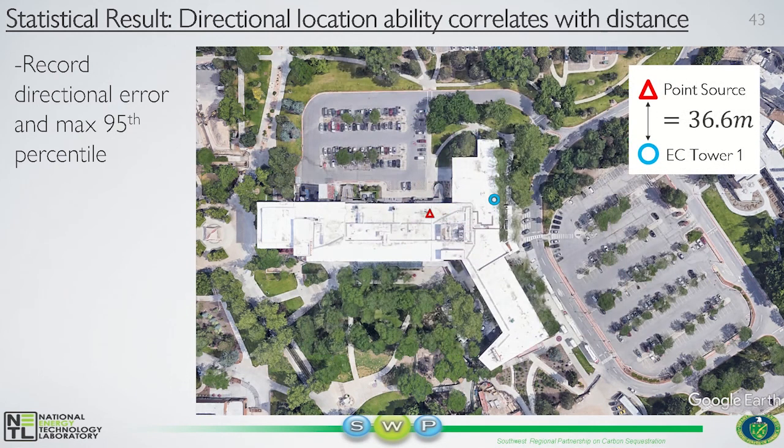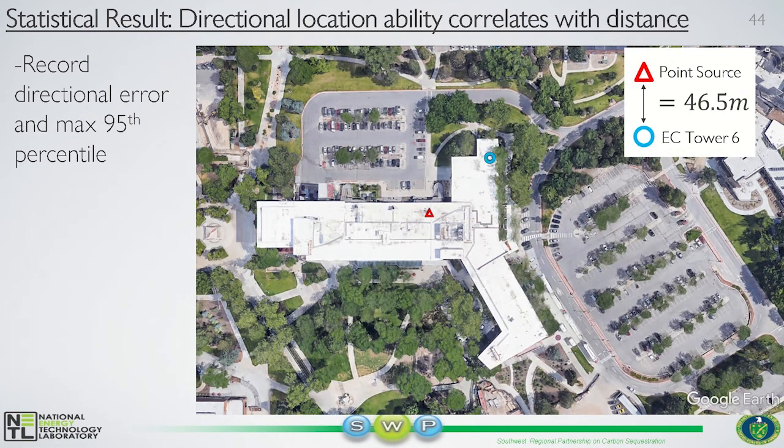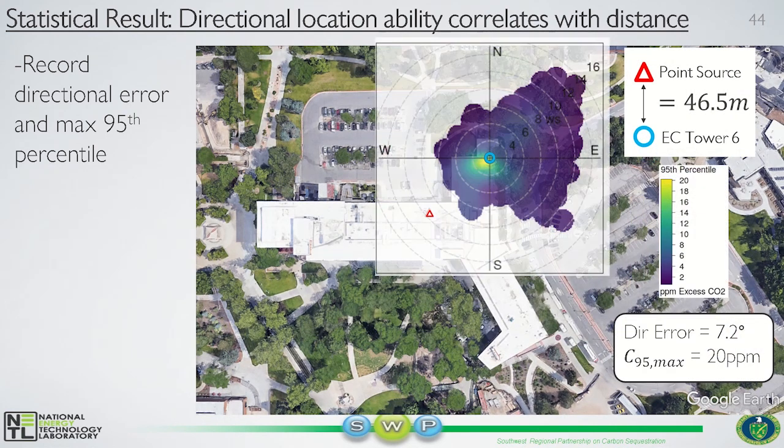If we move back to position 1 at 37 meters from the vent, we can see an increase in directional error and a decrease in this C95 max value. This is an expected result, as the farther away we get from the source, the less influential it is on our detection equipment. Moving to the third closest position shows that we're still detecting the source direction fairly well.